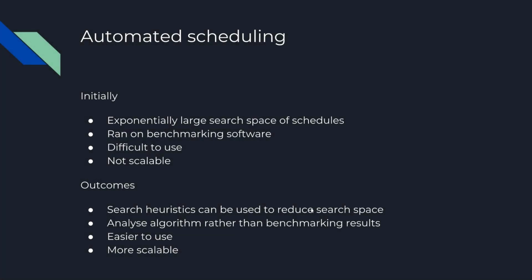So the automated scheduling that we were just talking about has been done in 2 steps so far. Initially, they used to try all of the schedules that could possibly be made, which was an exponentially large amount of them. They then ran these all on benchmarking software, which was apparently difficult to use and it wasn't scalable the way they were doing it. However, afterwards, they decided to start using search heuristics to reduce the search space of possible schedules. Instead of analyzing the benchmark results, they now analyze the algorithms instead. This makes it easier to use and more scalable.